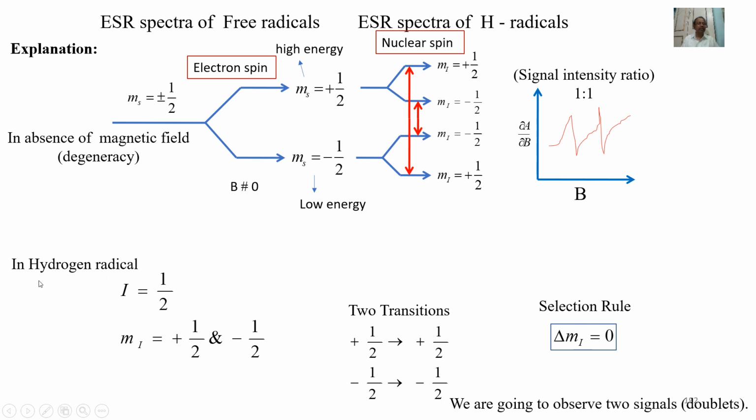So in hydrogen radical, I equals 1/2, so we have MI equal to plus or minus 1/2. So there are two transitions possible: one is plus 1/2 to plus 1/2, and minus 1/2 to minus 1/2. That's why we observe two signals, a doublet.